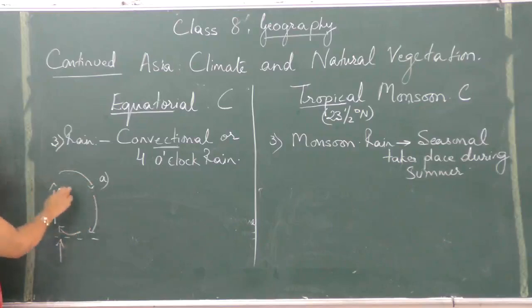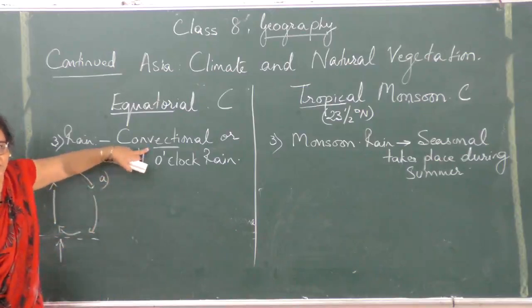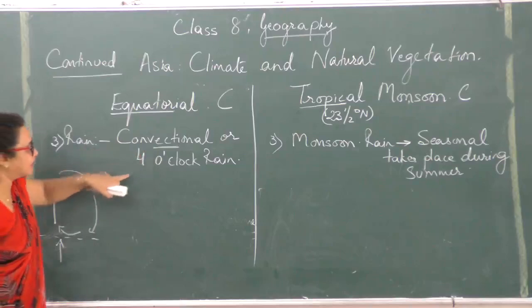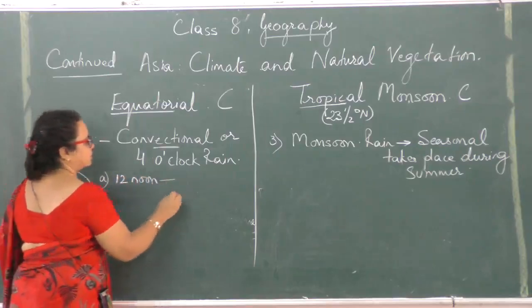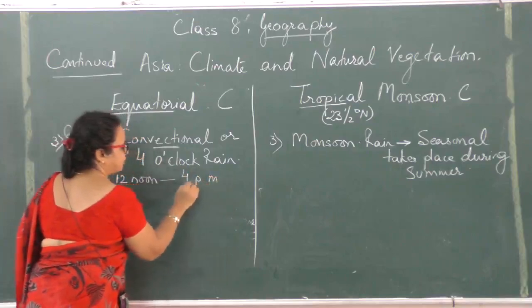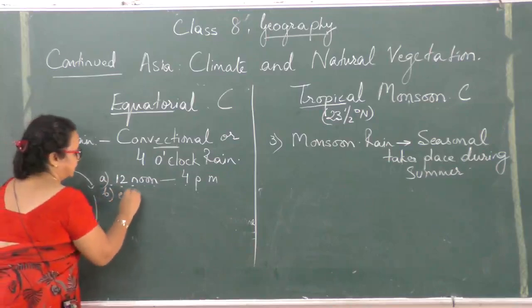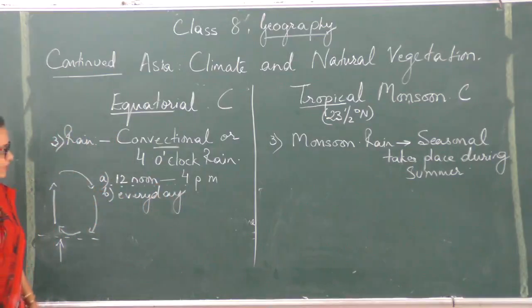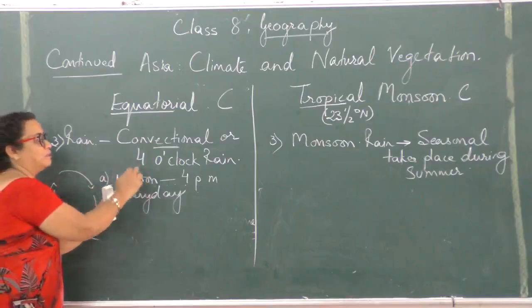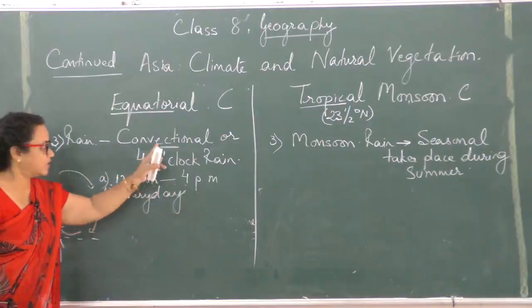This cycle is set up, and this leads to the formation of clouds. Because of this cycle, which is known as the convectional cycle, the name of the rainfall is convectional rain. It occurs between 12 noon, midday, till 4 p.m. Any time within this time, the rainfall takes place, and it takes place every day. These are the features of the rain in the equatorial region, without fail every day. Why we call it 4 o'clock? Because till 4 o'clock the time slot is there, from 12 midday till 4 o'clock. Okay, it is convectional rainfall.